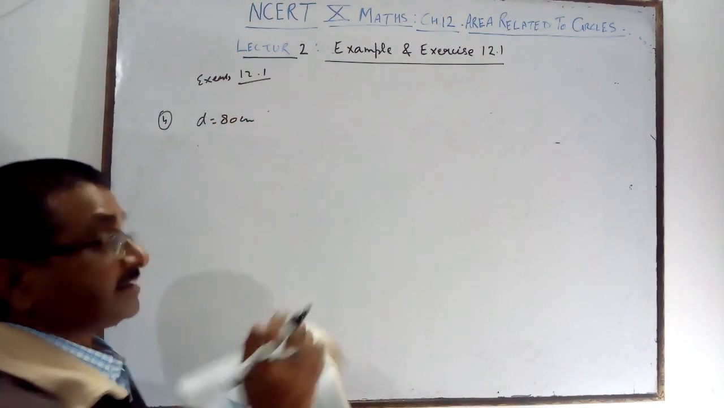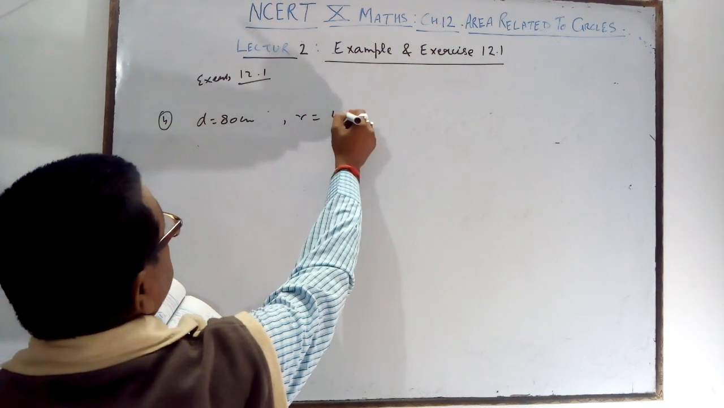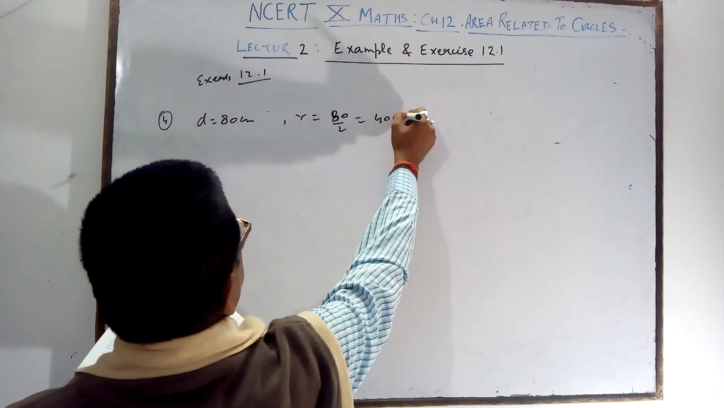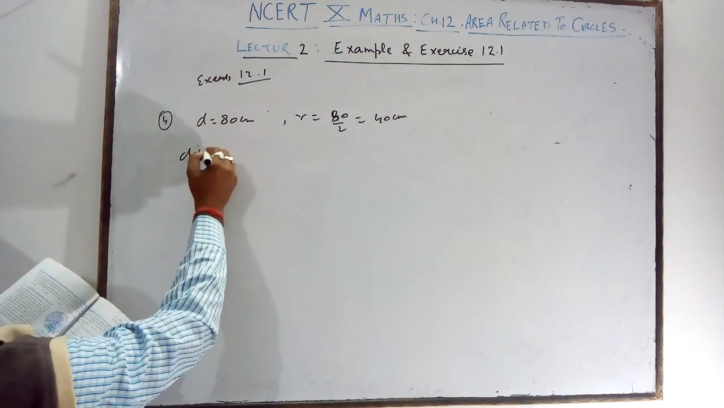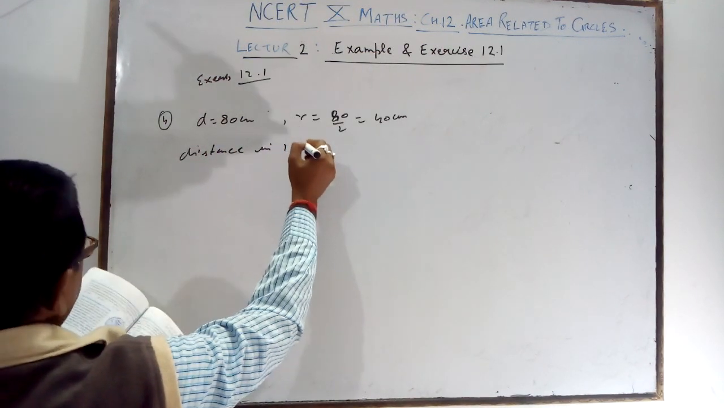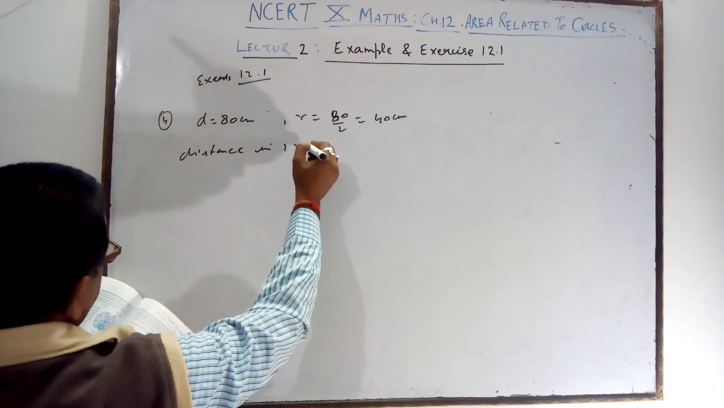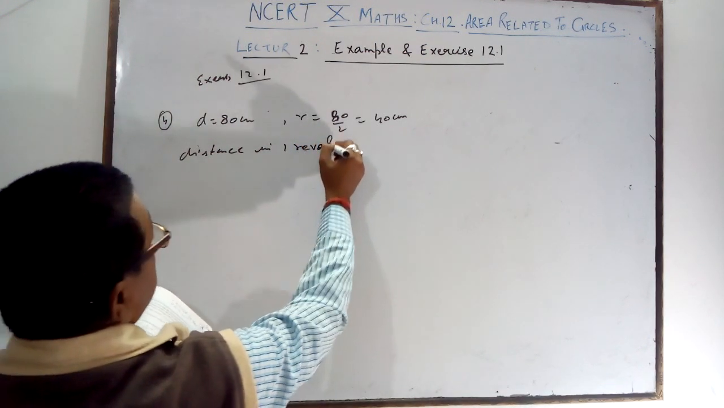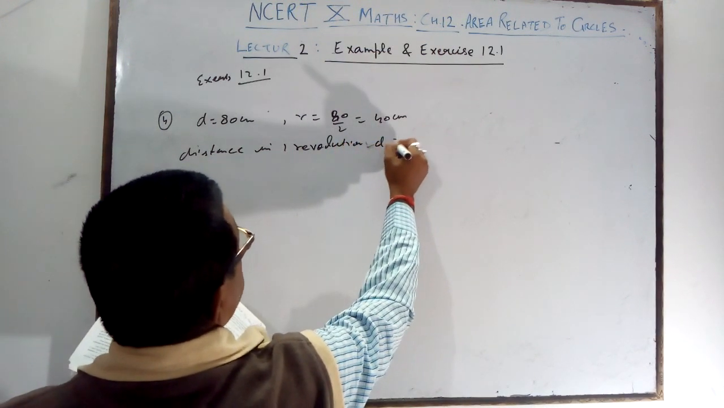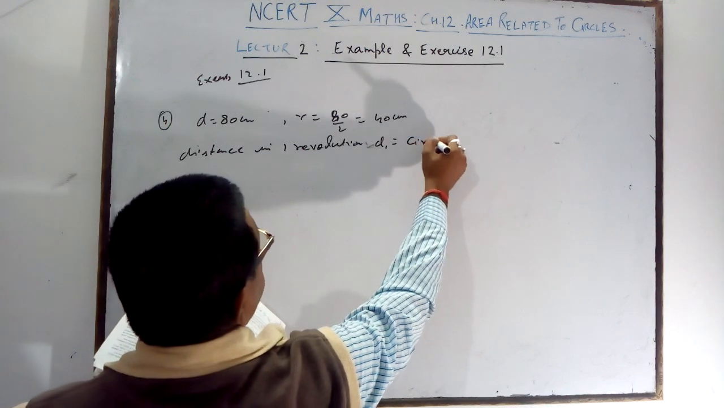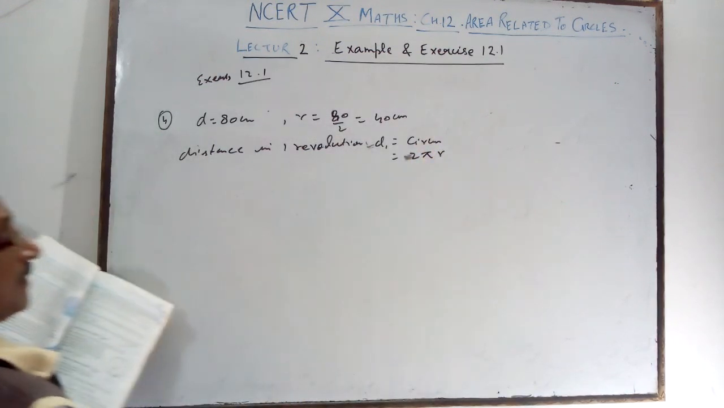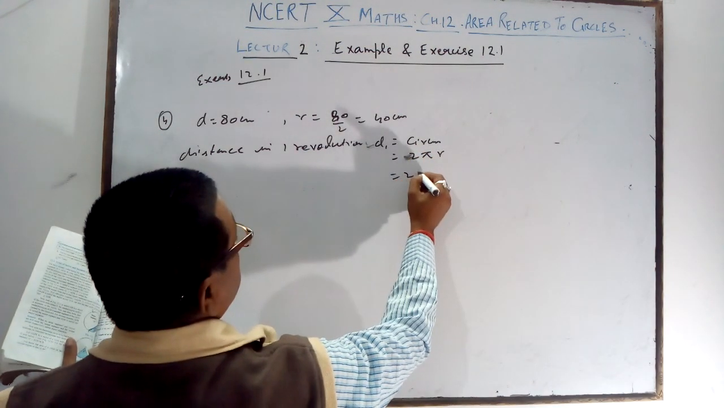So the distance covered by, so what will be the radius? Radius is equal to 80 by 2. That is 40 centimeter. So distance in one revolution. Distance covered by the wheel in one revolution. That is called D1 is equal to circumference. That is 2 pi r. It is the formula, 2 pi r, you write down.